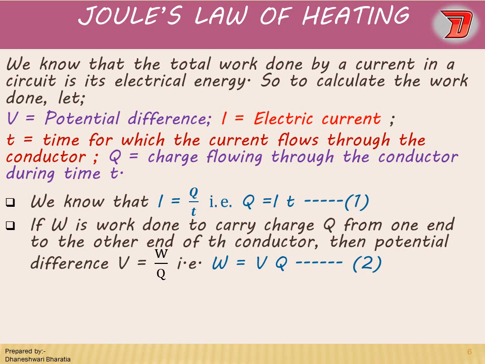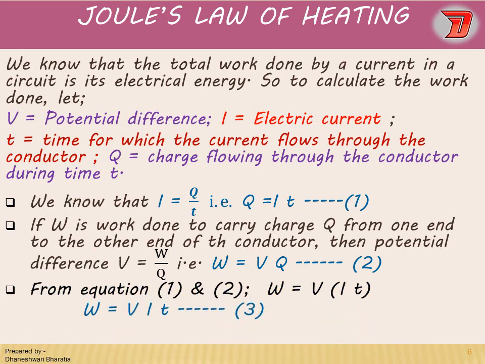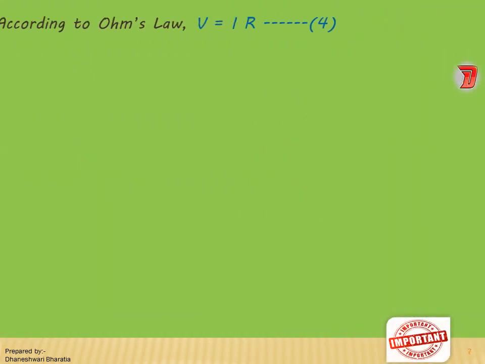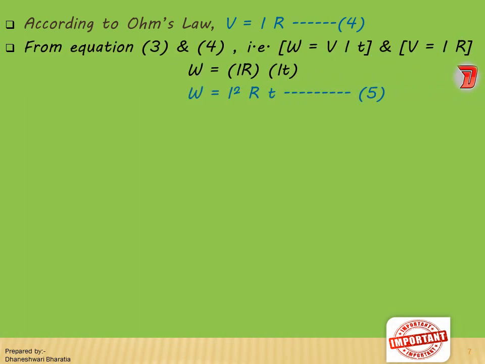Now, from here the derivation starts, so you have to start writing from here itself, five times. From equations 1 and 2, we have to substitute the value of Q, so W is equal to VIT. According to Ohm's law, again V is equal to IR.